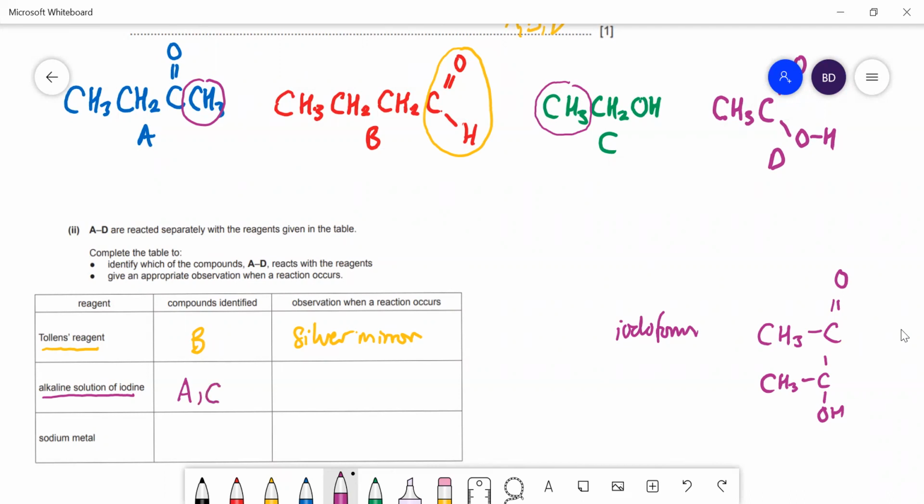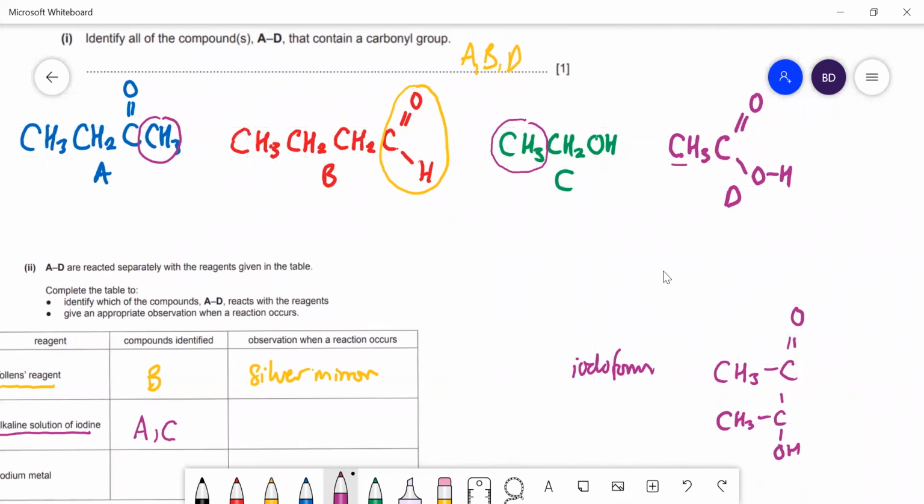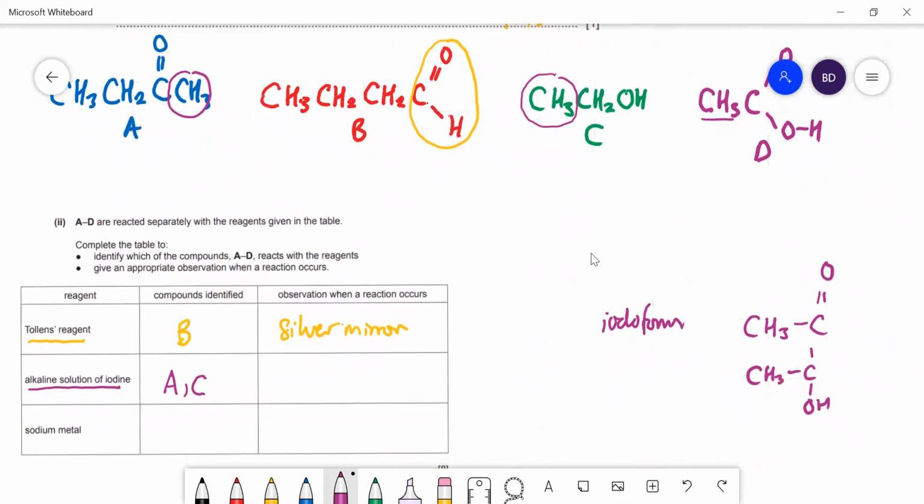And carboxylic acids will not give a positive iodoform test, even though you've got that methyl next to a carbonyl. That doesn't give a positive test with the iodoform. Right, iodoform is a yellow precipitate that will form.